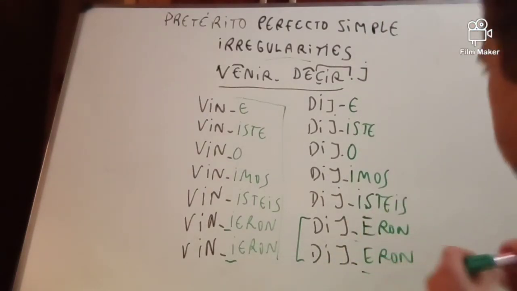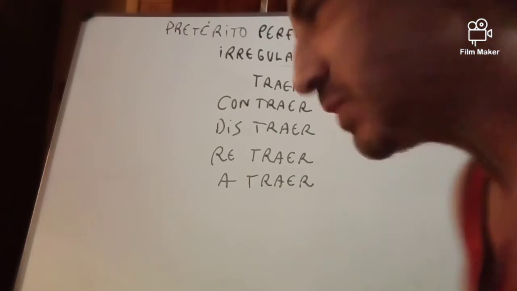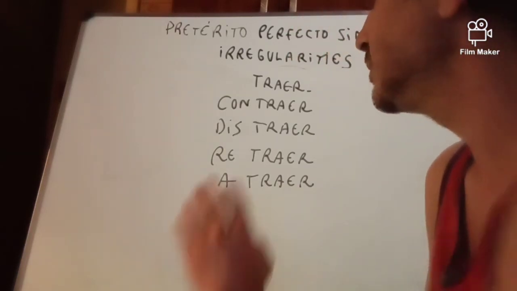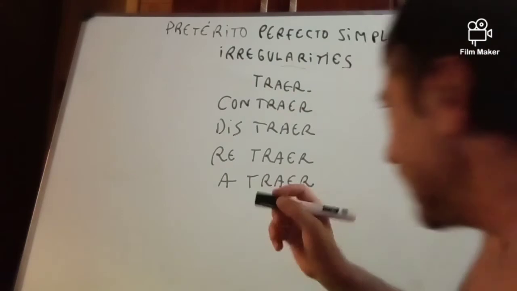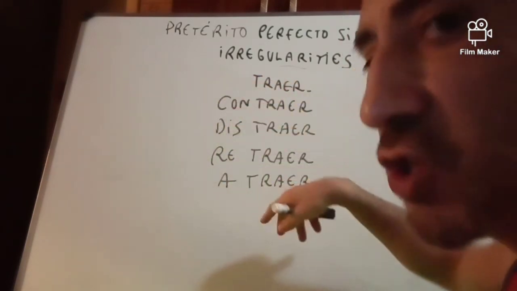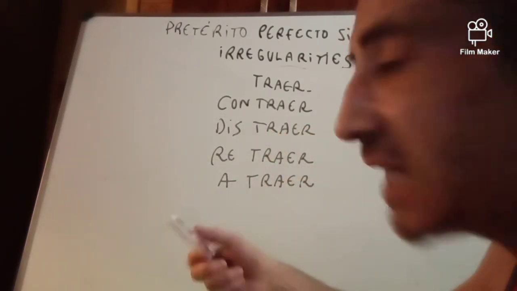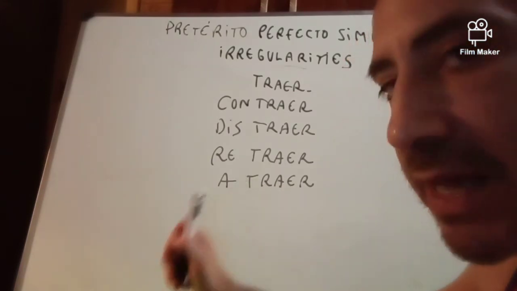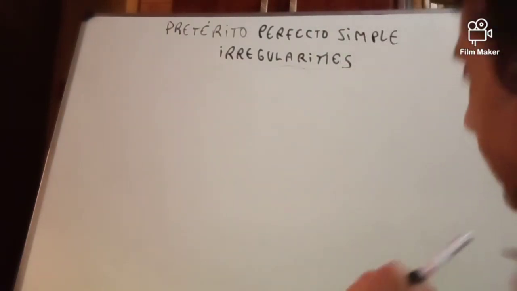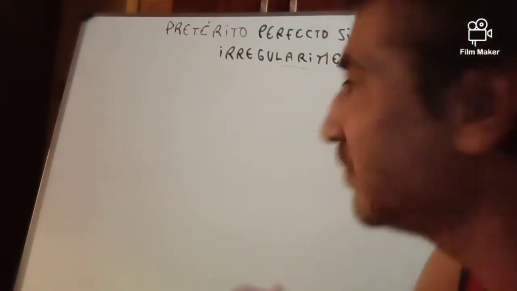Let's see other verbs. Let's see a final group and then a few exceptions. Traer means to bring, and all other verbs that have traer at the end and a prefix are conjugated the same way. To bring, contraer, contract, distraer, distract, retraer, retract, atraer, attract. Let's see the conjugation. Remember, it'll be the same for the subjunctive, so as to learn it more easily.